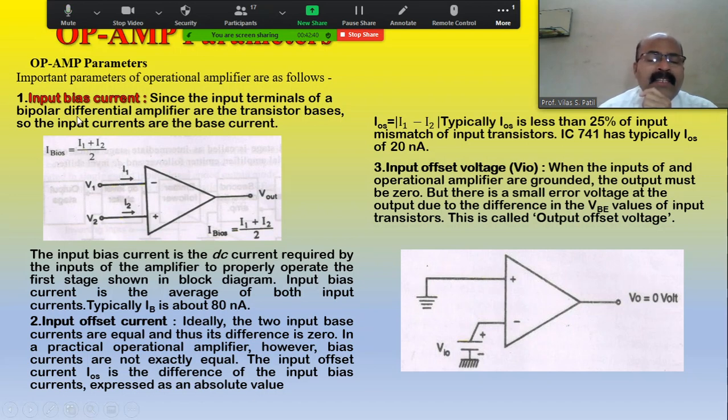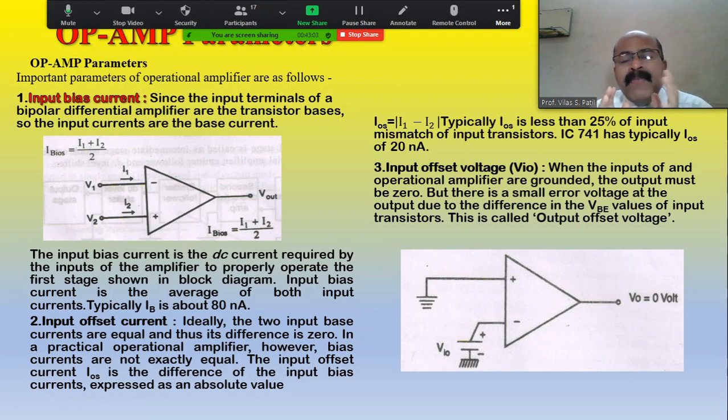See here, this is the mean of inverting and non-inverting current. And typically the IB, that is the input bias current, is equal to 80 nanoampere. Then the second parameter is the input offset current.